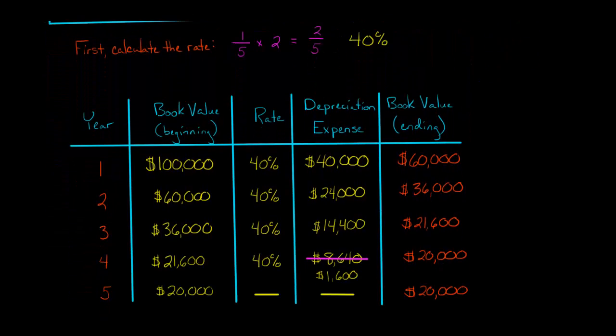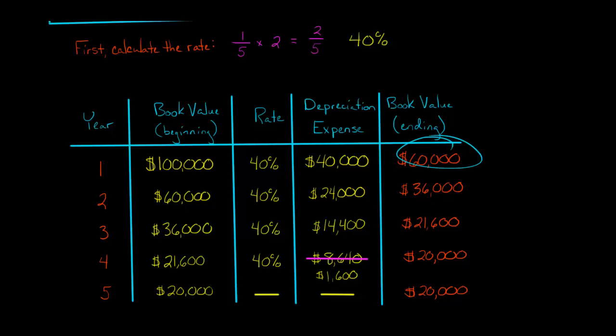In year one, the beginning book value of the asset is $100,000. We multiply that by the 40% rate, which we calculated up here, and that gives us $40,000 of depreciation expense per the double declining balance method for year one of the asset. So the ending book value, remember the book value of the asset is just the $100,000 minus the accumulated depreciation. In this case, we just have $40,000 of depreciation accumulated thus far. So the book value is going to be $60,000.